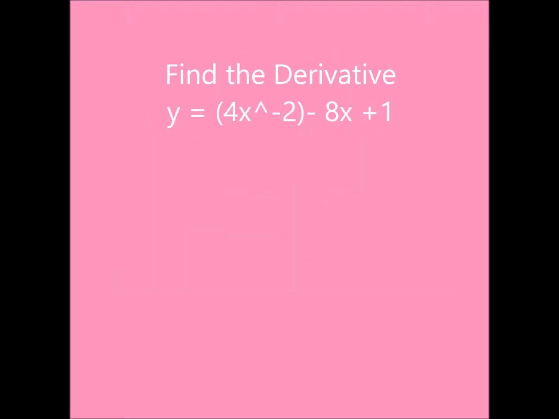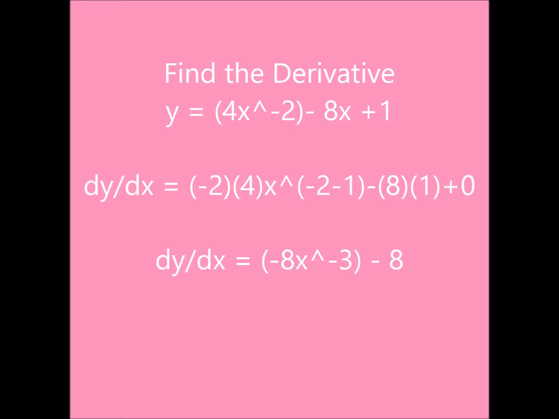To find the derivative of y equals 4x to the negative 2 minus 8x plus 1, you use the concepts of the power rule, the constant multiple rule, the sum and difference rule, and the derivative of a constant rule. To find the derivative of 4x to the negative 2, you use the power rule. You bring the negative 2 to the front and times it by 4, and then minus 1 from the power, and you get negative 8x to the negative 3.